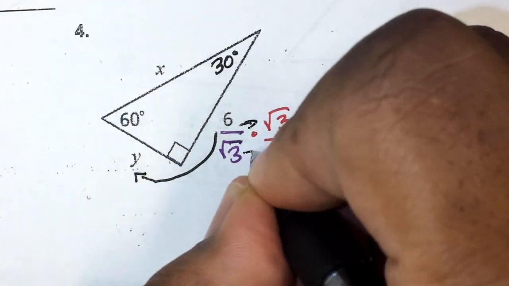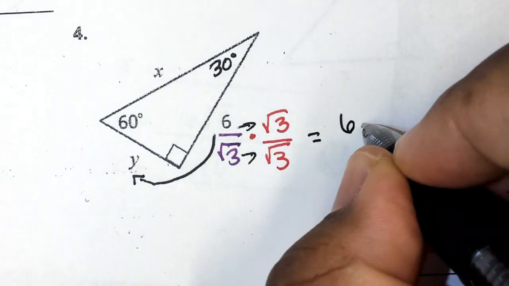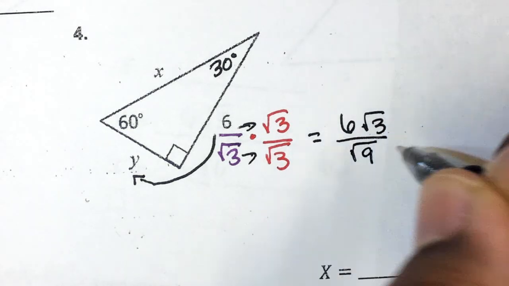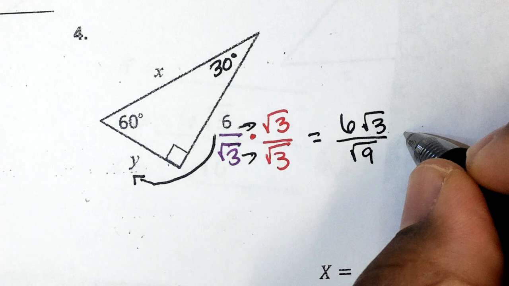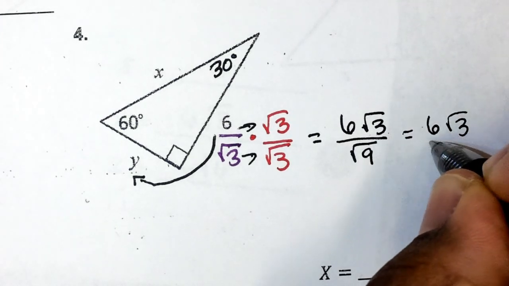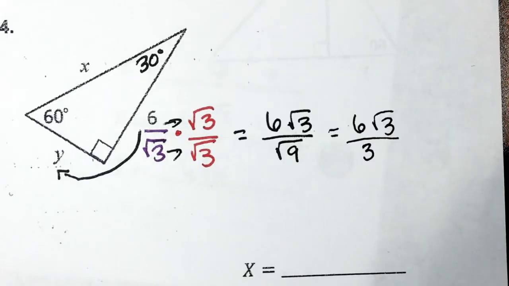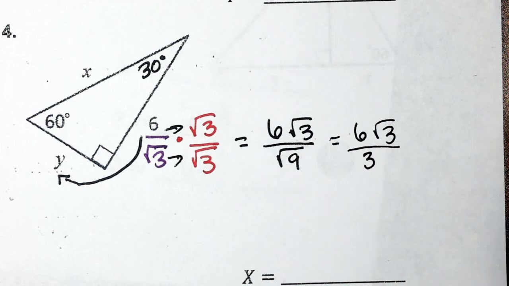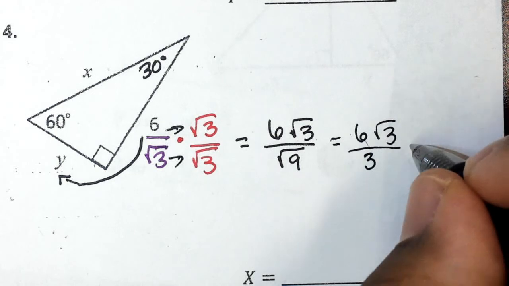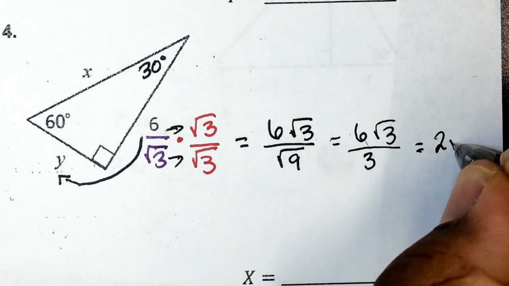Going straight across here. I think this is the main reason I want to show y'all this one. 6 square root 3 over square root of 9. Once you do that, you're going to get 6 square root of 3. What's square root of 9? 3. We good now? What's the issue? You can reduce this. 6 divided by 3. We can take care of that. What's 6 divided by 3? 2. So I'm going to leave this one as 2 radical 3.